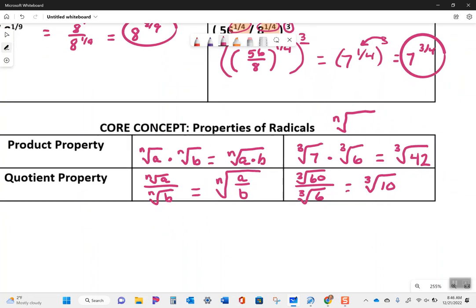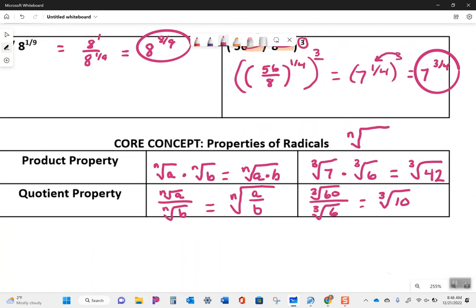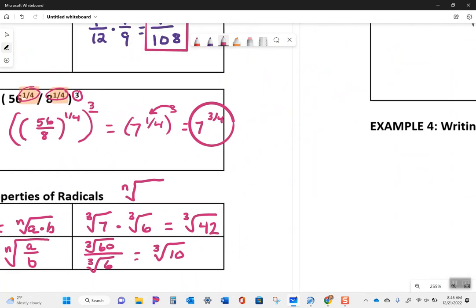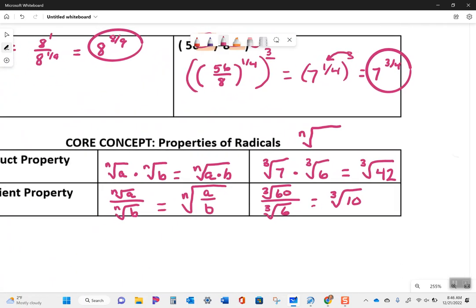Okay, so let's roll on to the next page here and take a look at some examples. Oh, I'm sorry. Let me know when you're ready.